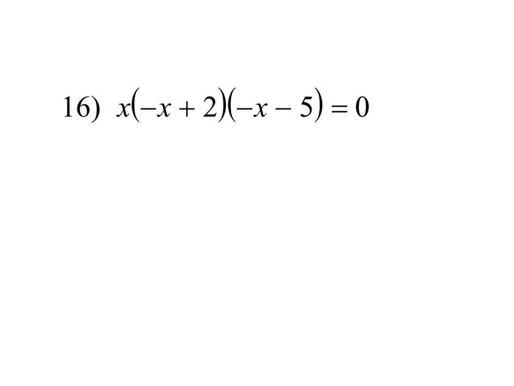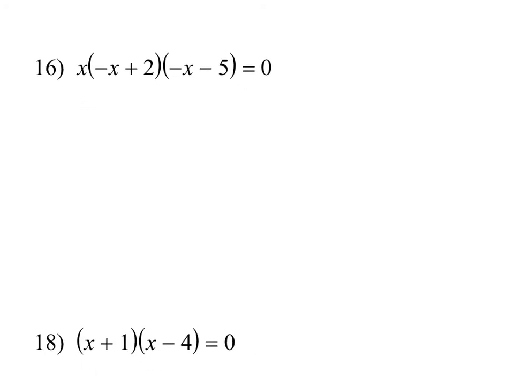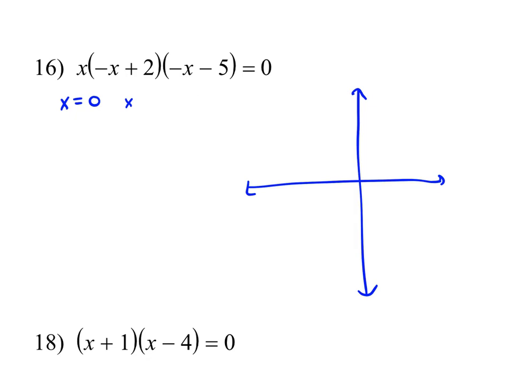Alright, let's do 16. So how do we find our zeros? We set each piece equal to 0. So x is equal to 0, negative x plus 2 is equal to 0, and negative x minus 5 is equal to 0. So x is equal to 0 is already solved for us. That's our first point. How do we solve negative x plus 2 is equal to 0?